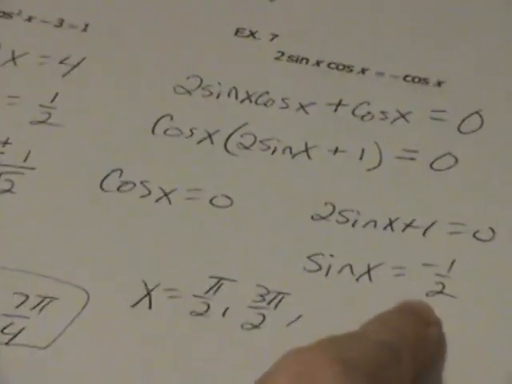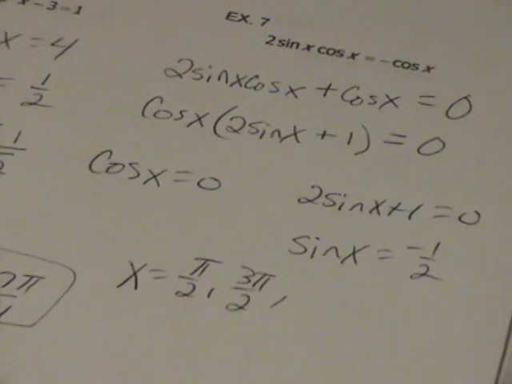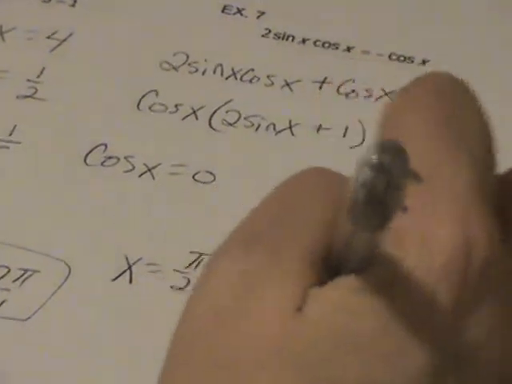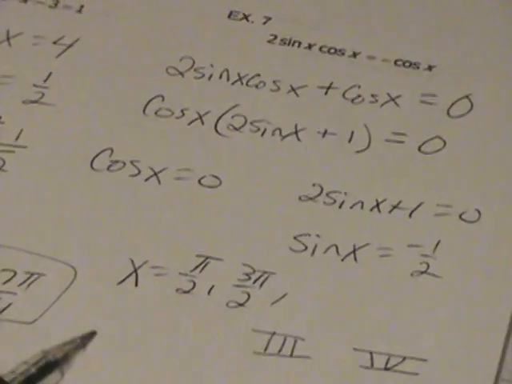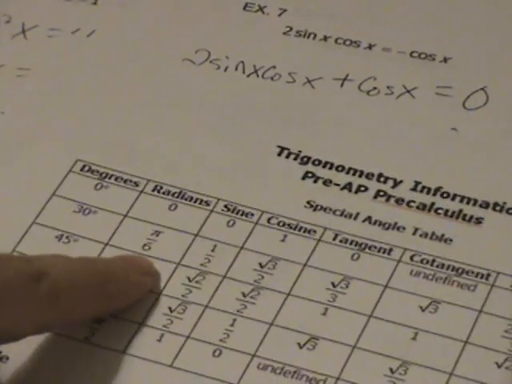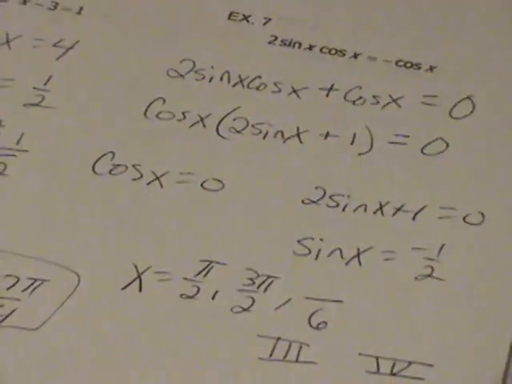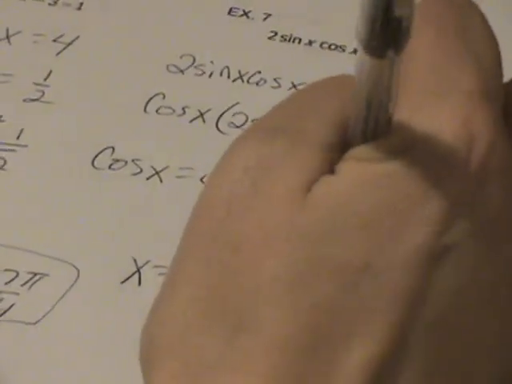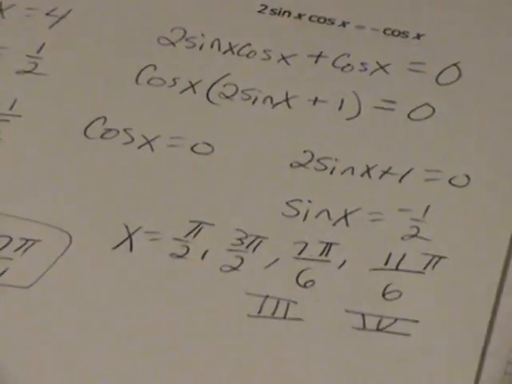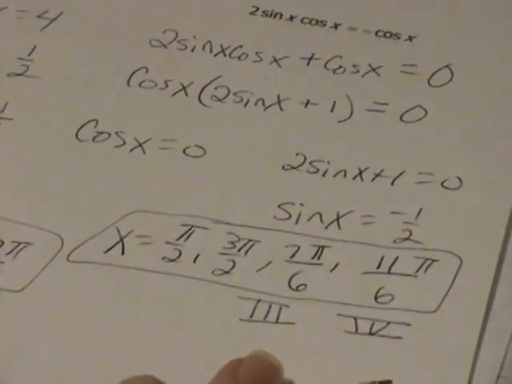What about sine x equals negative 1/2? Well, same kind of stuff. Get a reference angle. Sine is negative in quadrants 3 and 4. Sine is 1/2 at pi over 6. So pi over 6 in the third quadrant would be 7 pi over 6. In the fourth quadrant, that would be 11 pi over 6. And so those are all our answers here.